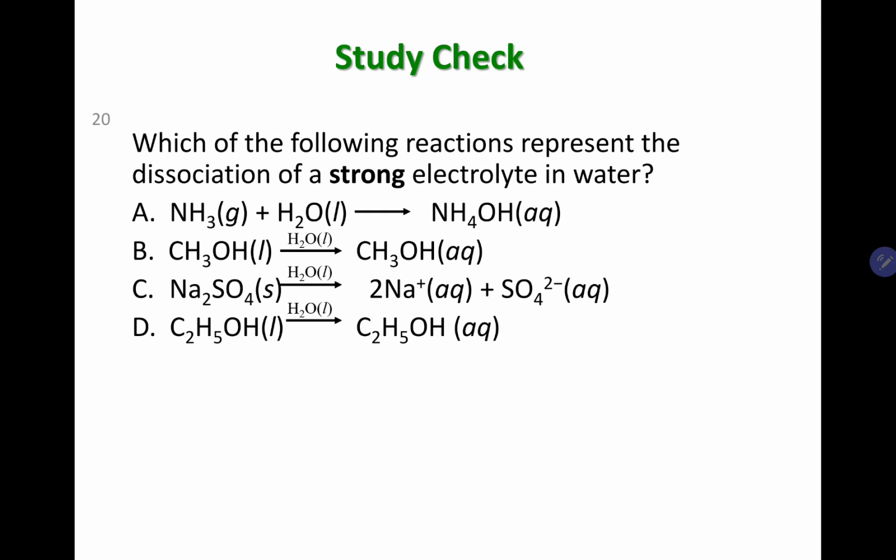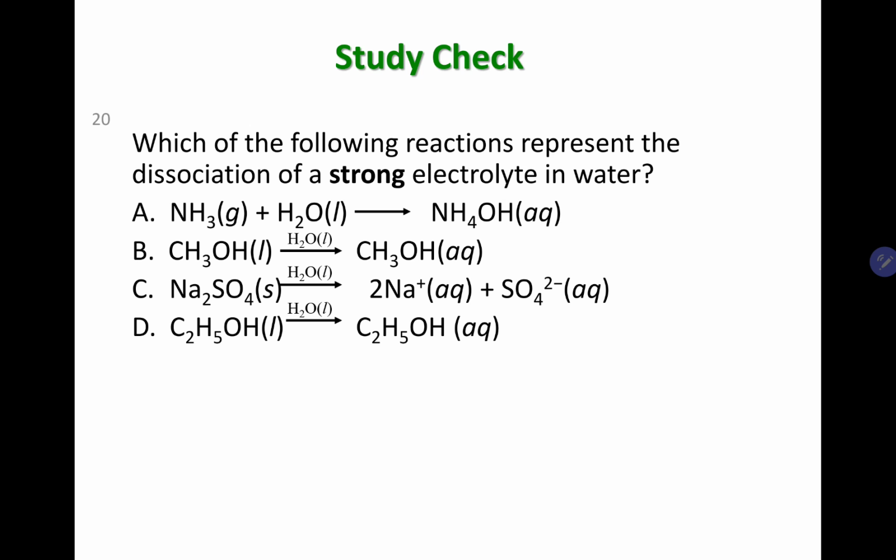In the next study check, which of the following reactions represent the dissociation of a strong electrolyte in water? This is where you will pause the video and try it for yourself. A, it is not forming any ions, right? In this case, you are making ammonium hydroxide and it will dissociate partially, so it is not a strong electrolyte. B, you have liquid methanol in water will become aqueous methanol and it will not dissociate. Even if it dissociates, it will be a very weak dissociation. So it will not be a strong electrolyte.